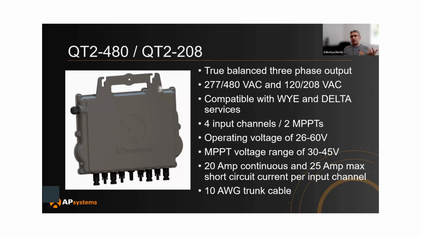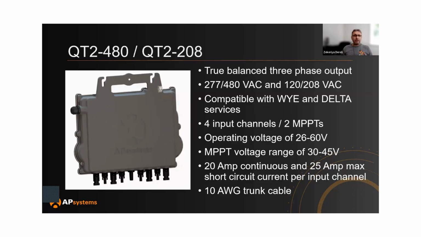As far as the power goes per module, there's not really any limit, but you do want to stay within the voltage and current limits of the inverter, right? So you want to make sure your MPPT range on your module spec is between 30 to 45 volt, and maximum short circuit current is 25 amp. That's the maximum input to the inverter.